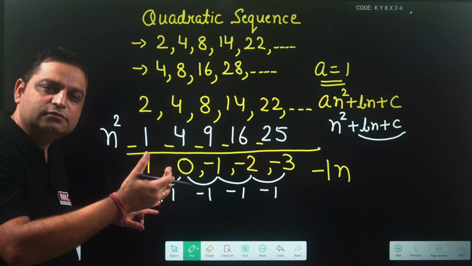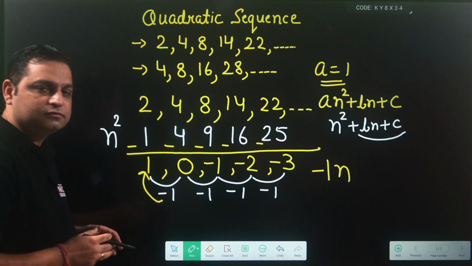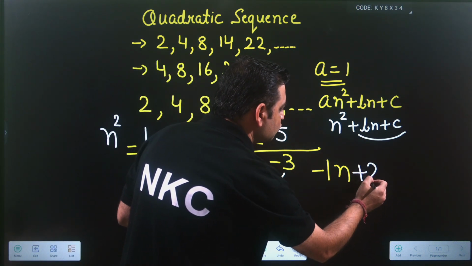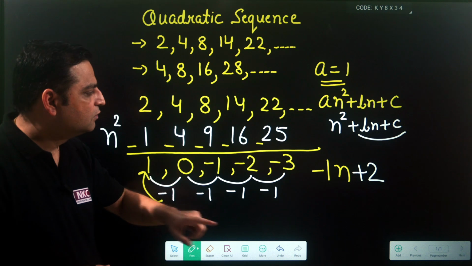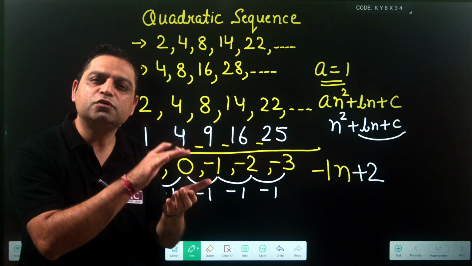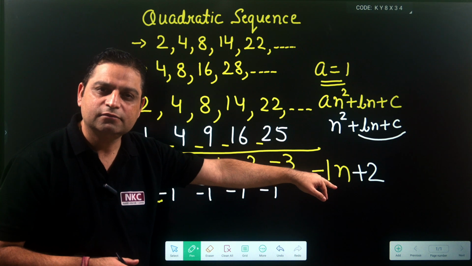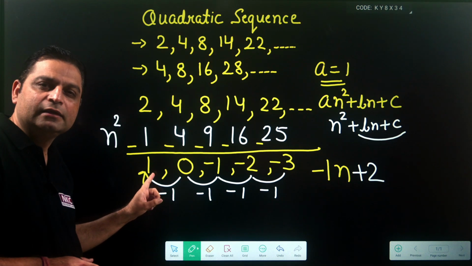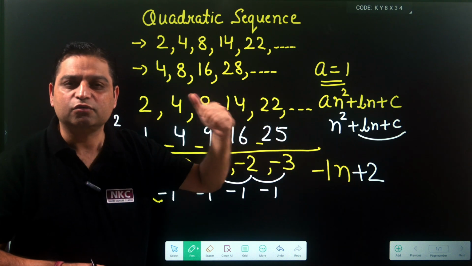What should I add or what should I do so that starting from minus 1 I reach at 1? I would say minus 1 is there. If you add 2 to minus 1, you will get 1, right? Let me repeat. I am having minus 1n. For my first term, when you put n as 1, what will it become? It becomes only minus 1. But if I do minus 1 plus 2, then I get the first term 1. That is why I am taking minus n plus 2 as my linear form.